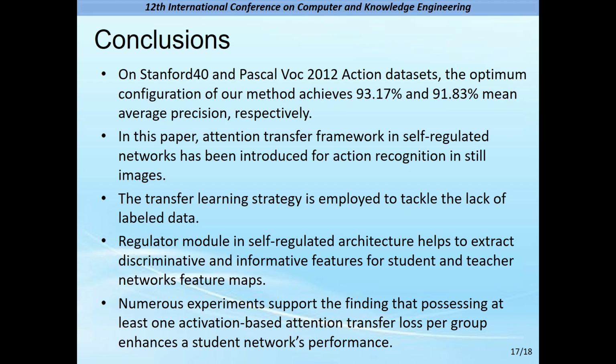In this paper, an attention transfer framework in self-regulated networks has been introduced for action recognition in still images. The transfer learning strategy is employed to tackle the lack of labeled data. The regulator module in self-regulated architecture helps to extract discriminative and informative features for the student and teacher networks' feature maps. Numerous experiments support the finding that having at least one activation-based attention transfer loss per group enhances a student network's performance.